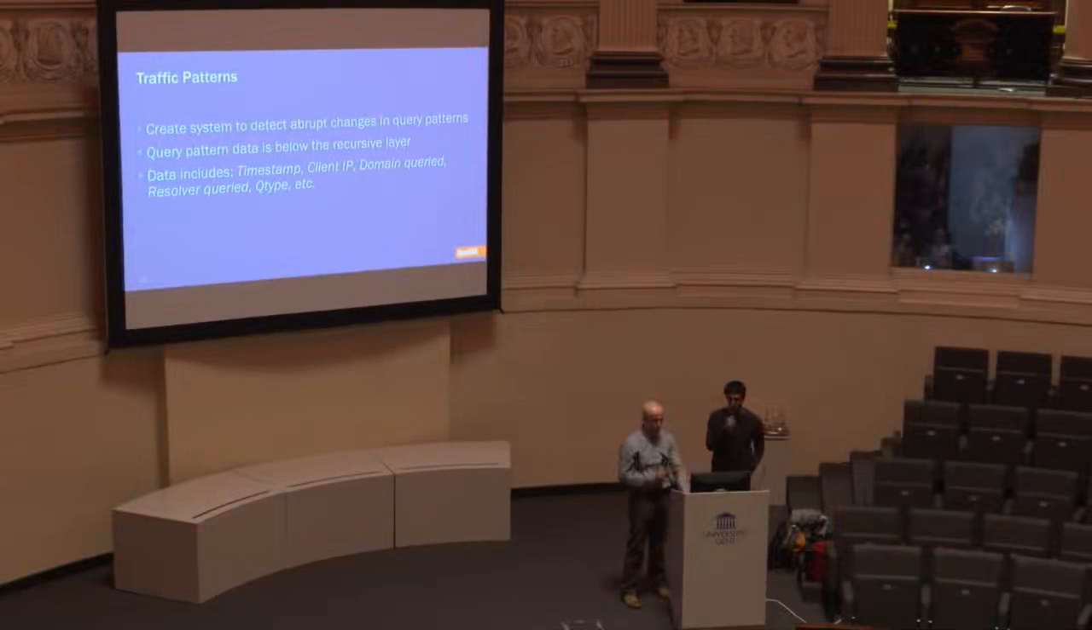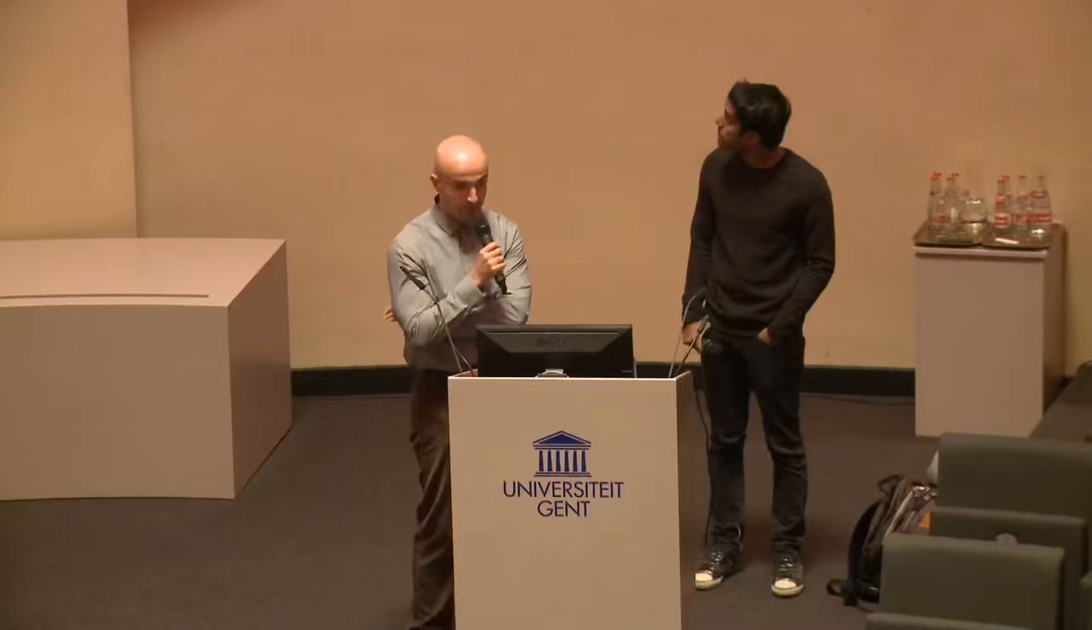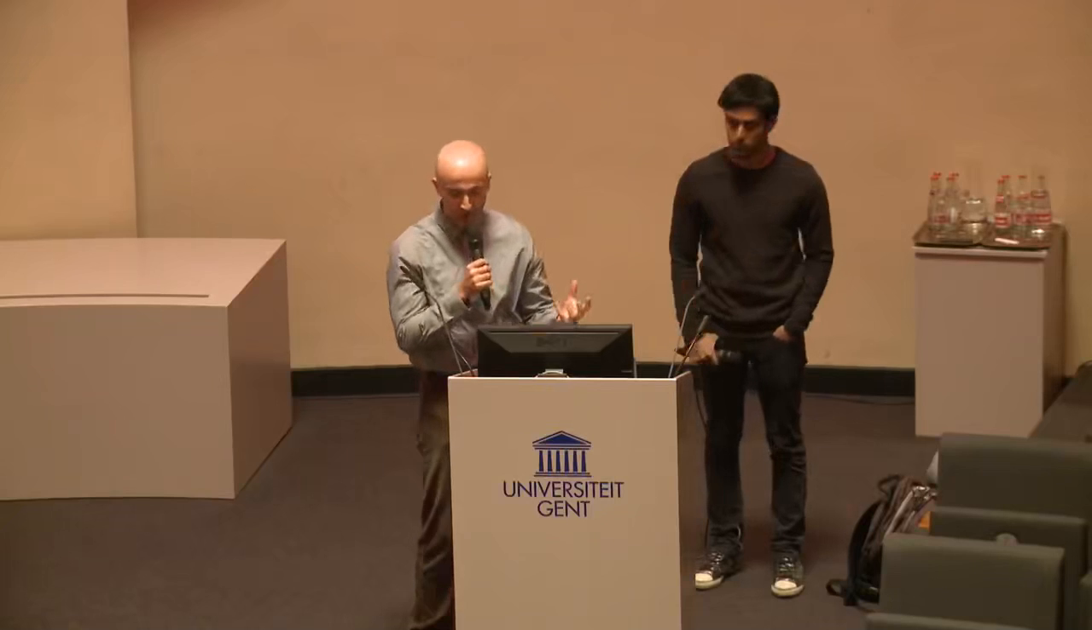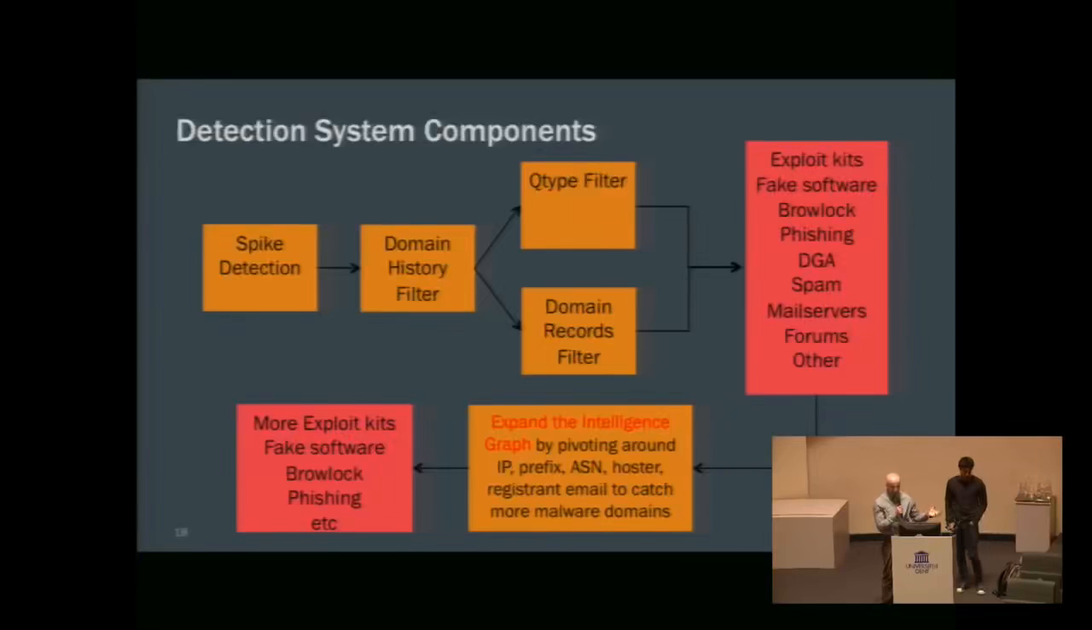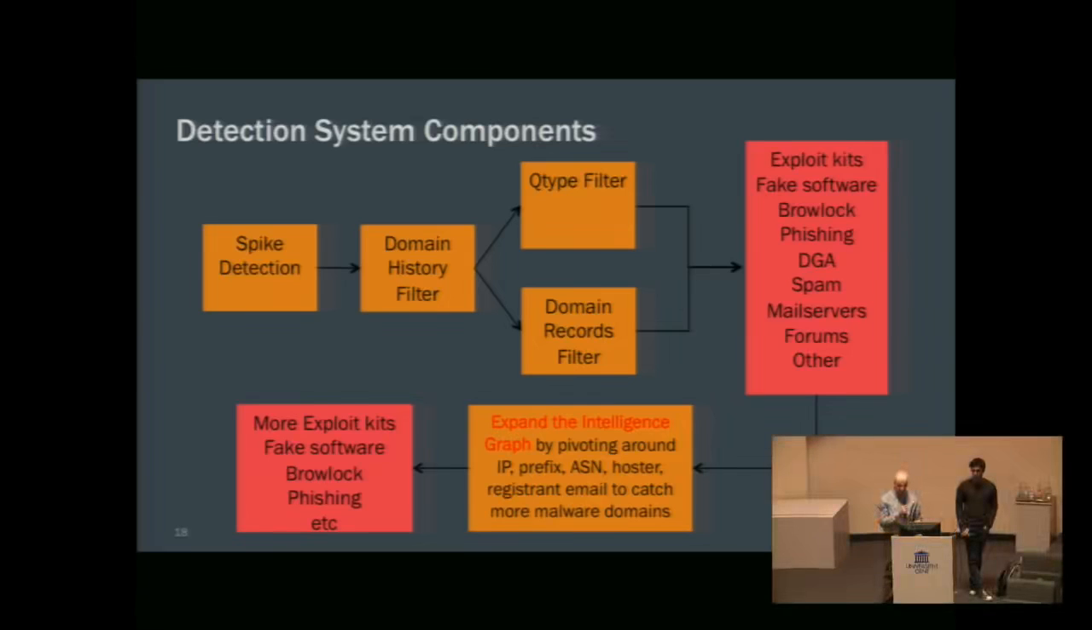And this then leads us to building the kind of system we are developing here. The block diagram starts with a spike detection algorithm. You get an input of hourly logs that you run the spike detection algorithm on, and then you get a large set of domains as the output. But then you have to clean up that set further, so we apply a domain history filter that I'll explain later.